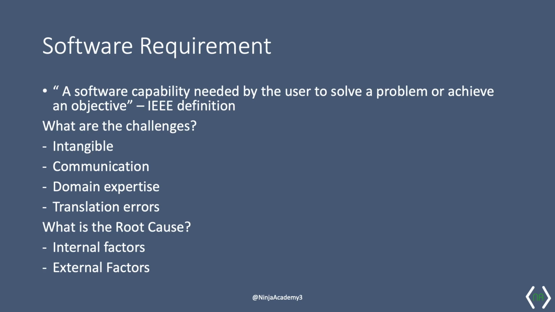So what causes these issues? In my experience, there are two factors: internal factor and external factor. External factors are driven by environment and can only be managed as it happens. However, internal factors such as incomplete requirements or ambiguous requirements can be controlled by applying the right technique and measures. We are going to learn exactly that in the rest of the video.